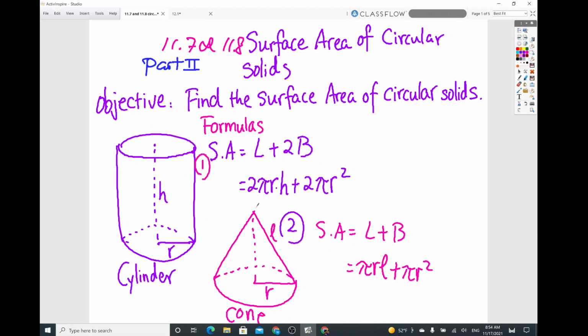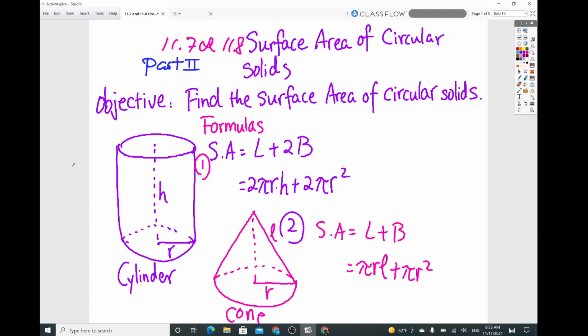The formula for the surface area of a cylinder is the lateral area plus 2 times the area of the base. The way to find the lateral area of a cylinder is 2 pi r, which is the circumference of the circular base, times the height. Once you multiply the circumference by the height, you get the lateral area, and then plus 2 pi r squared, because we have two circular bases, one on the top and one on the bottom. Once we combine them, we end up with the surface area.